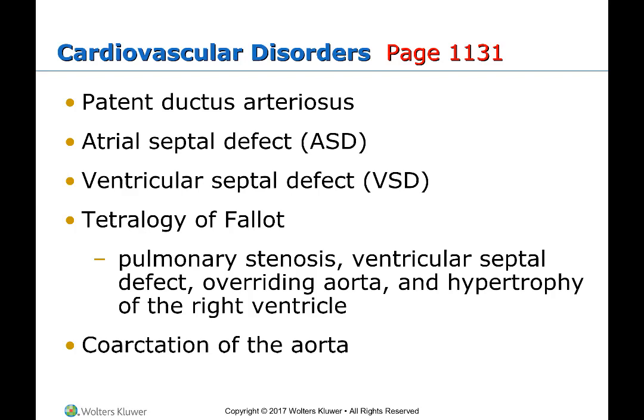When we talk about tetralogy, we're talking about 4 major heart defects: pulmonary stenosis, ventricular septal defect, overriding aorta, and hypertrophy of the right ventricle. So they just named it this because there are several things at one time. We also have what?